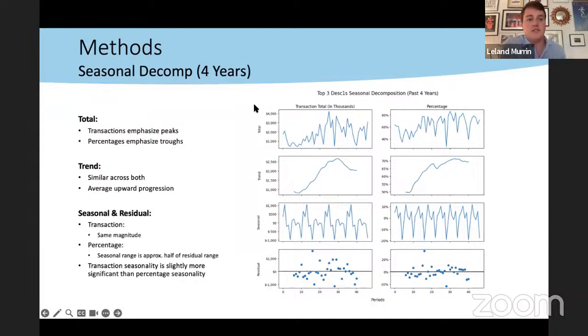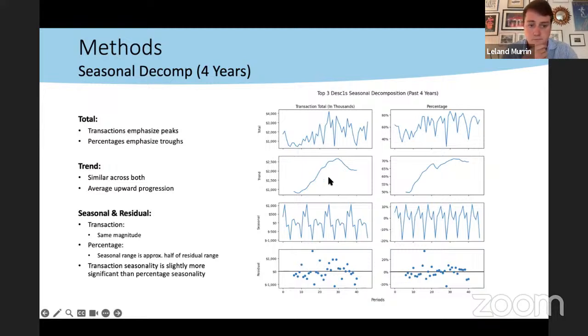So moving on to seasonal decomposition, I conducted it on the entire 4 years of the data set. And then, due to the COVID effects that we saw earlier, there's a very significant difference between fiscal year 2020 and the rest of the years. So I decided to do a seasonal decomposition for the past 4 years and for the past 3 years. So this is the past 4 years. The total here is the total transaction amount in thousands, and then by percentage, as we saw before. Those were broken down into trend plots, seasonal plots, and residual plots.